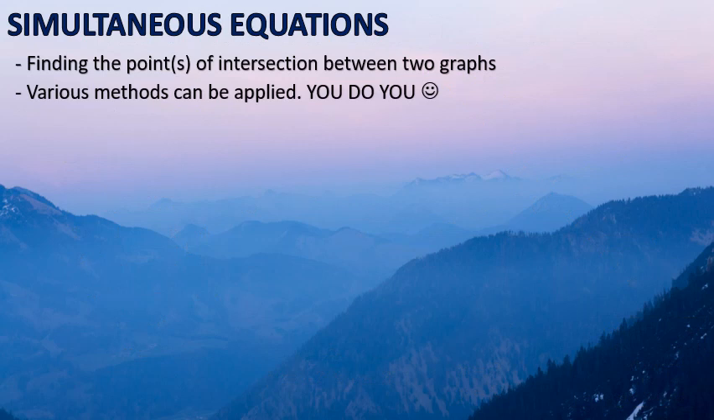So solving simultaneous equations, like I said before, is merely finding the points of intersection between two graphs. I put the S in brackets because what if the two graphs are not straight lines? It could be a parabola and a straight line. And you know if a straight line cuts through a parabola, it will cut through at two different points. Or you could have a hyperbola and a straight line. You could even have a hyperbola and a parabola. And sometimes there could be several points of intersection.